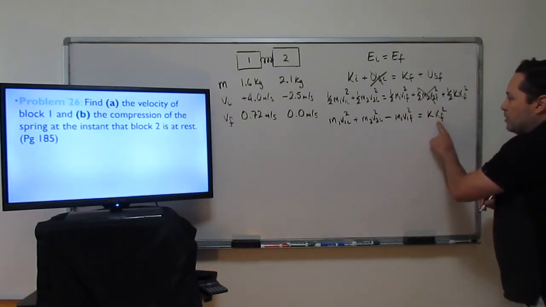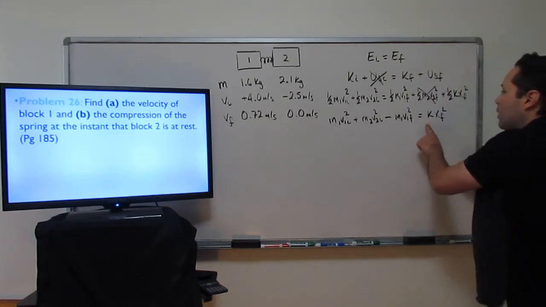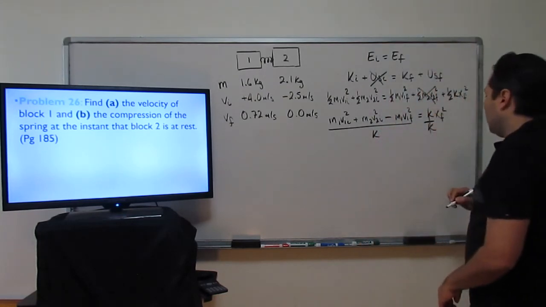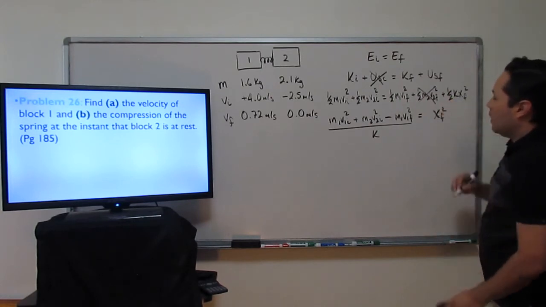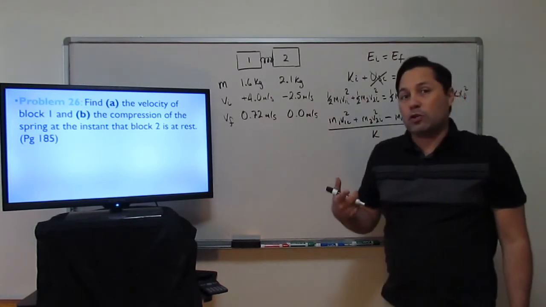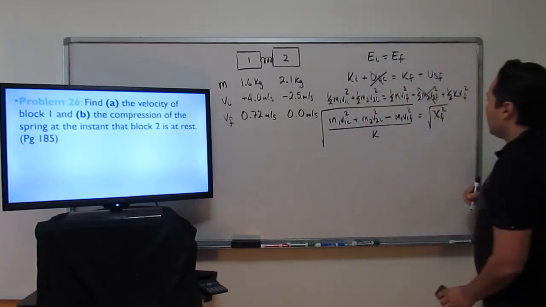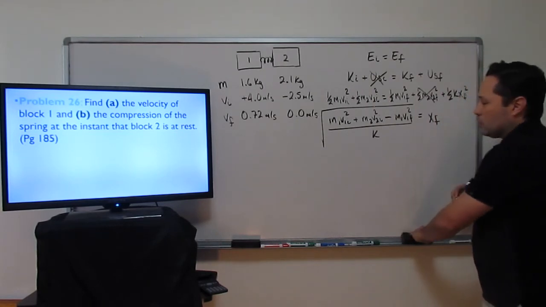Now we're going to try to isolate the x, which is how much the spring was compressed. So we're going to divide both sides by k. So that's gone, I'm going to erase it. And now I have the x, but it's squared, so I'm going to square root it, so that way I can just get rid of the squared. It's giving me just x final.